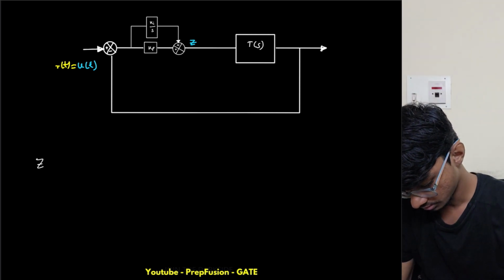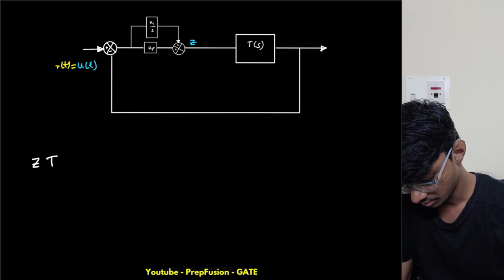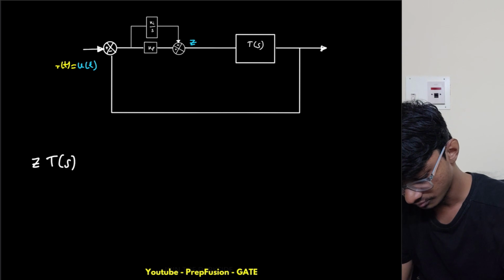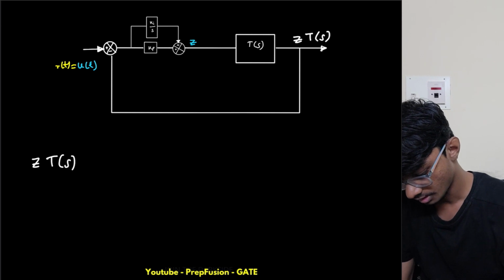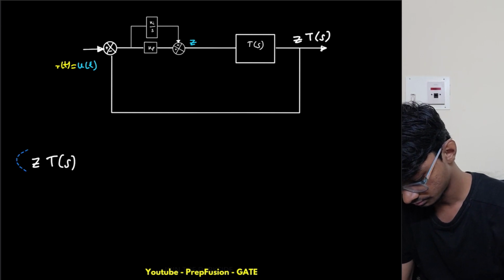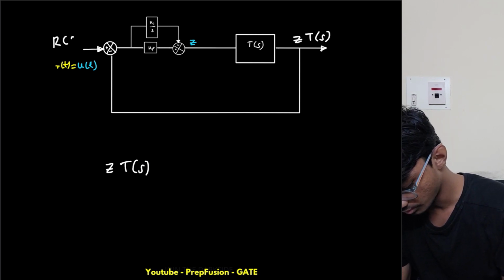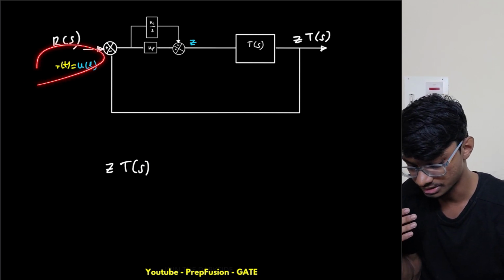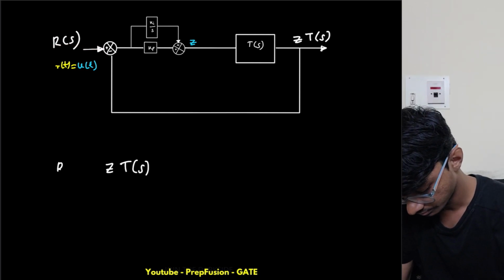So my z into t of s, and at this end, what is my value? This is z into t of s, right? So z into t of s, and what is this value? I will write this as r of s. I will do the Laplace inverse of this unit step at the end. So this is r of s.